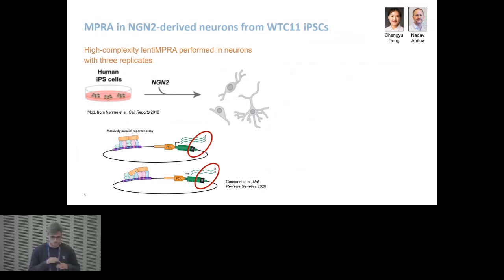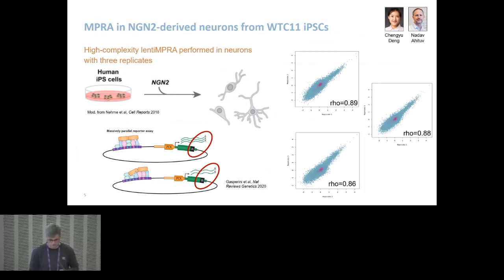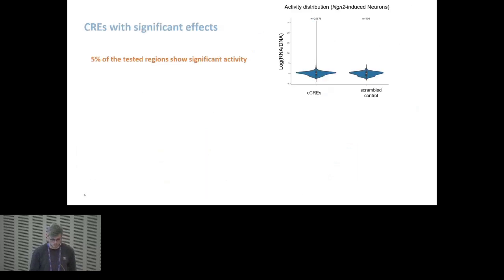And if you have a reference allele and an alternative allele, you can now also quantify a variant effect within this assay. And on the right side, you can now see 3 replicate correlations of this experiment, which show that it's worked quite well.